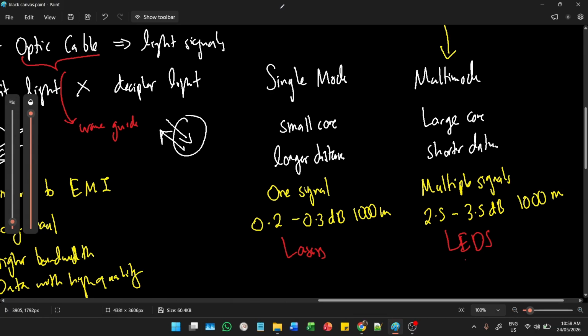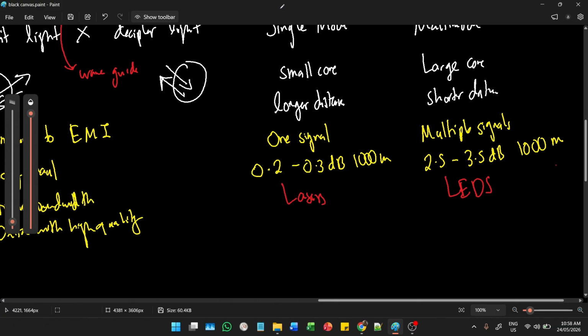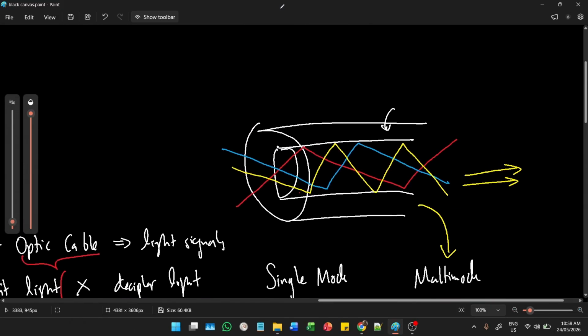And one more important distinction is single mode is very expensive, obviously, as you can see, and LEDs are less expensive. Okay, so how does this work?